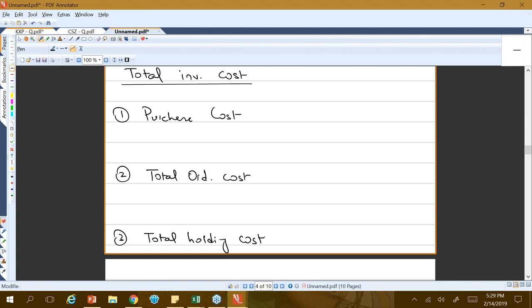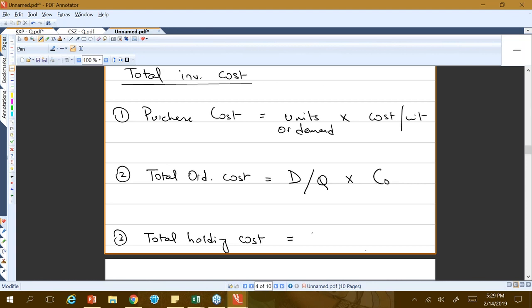Well, the total purchase cost is simply the units into cost per unit. So units are your demand into the cost per unit. That's easy. The total ordering cost is D over Q. D over Q gives us the number of orders, and then into the C0, which is the cost per order. So D, demand, over Q, the quantity, into the C0.